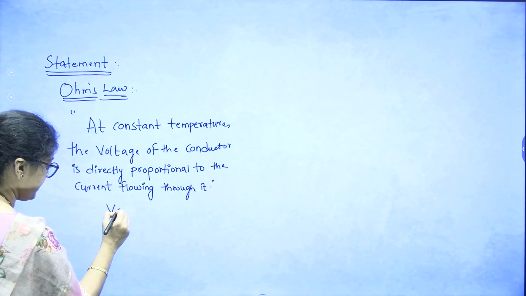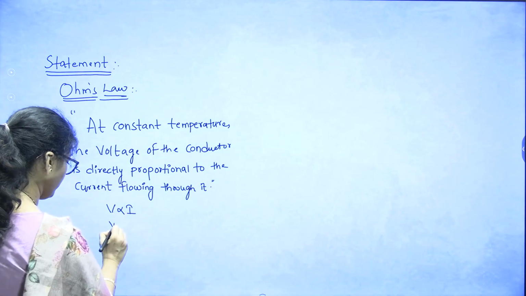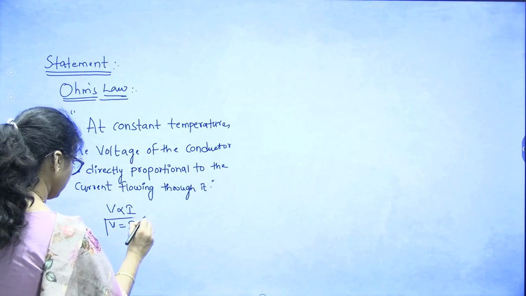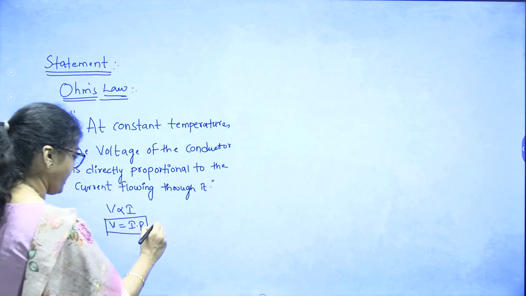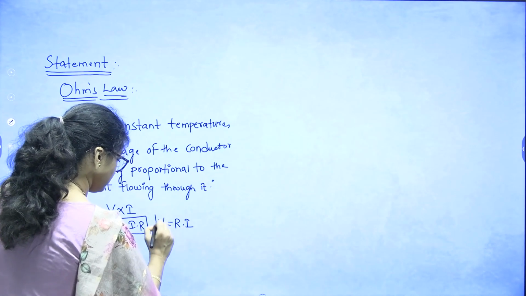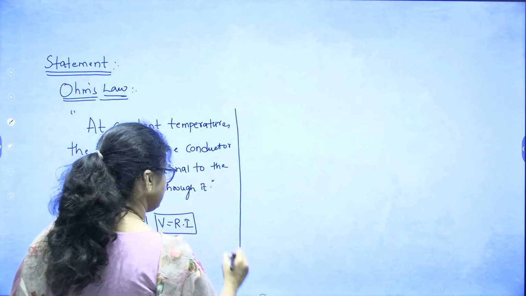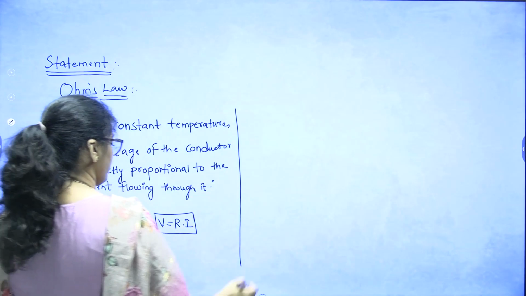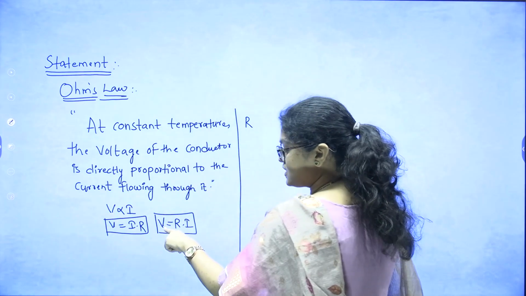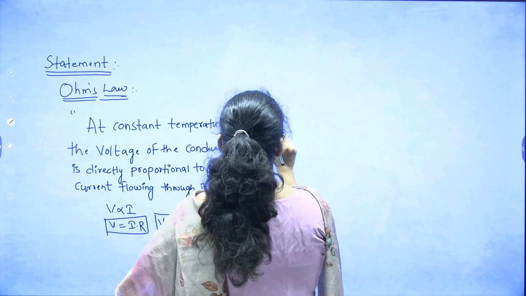So can I write V is directly proportional to I? Yes. From there V is equal to I into R. R is a constant value. So R is resistance. Clear? Now we'll make some relations. So can I write, from V is equal to R into I, that R is equal to V by I?